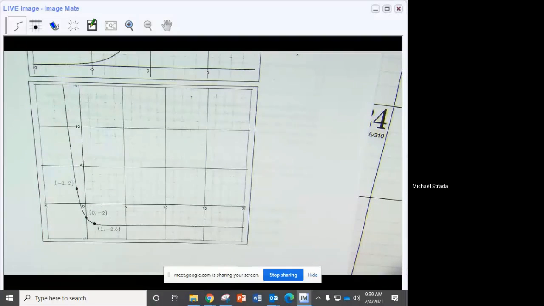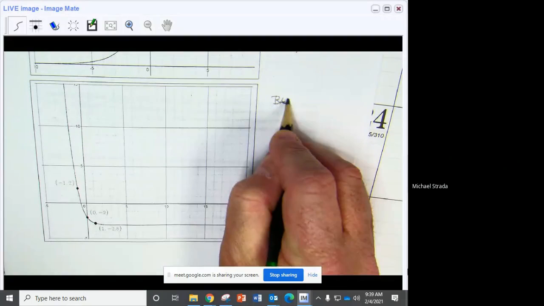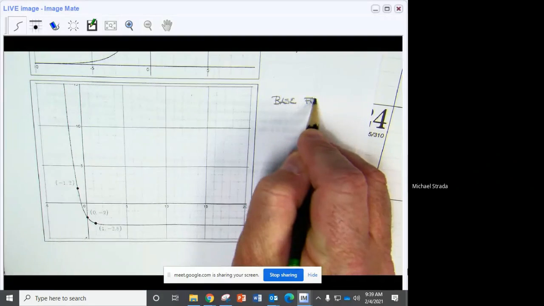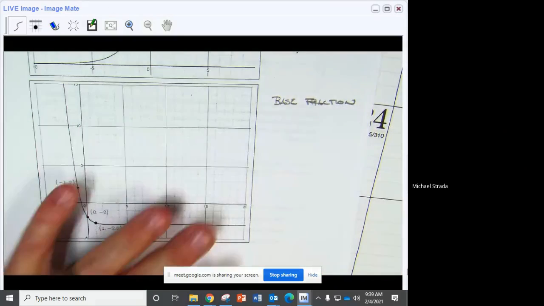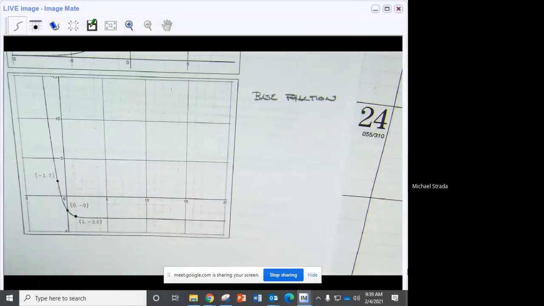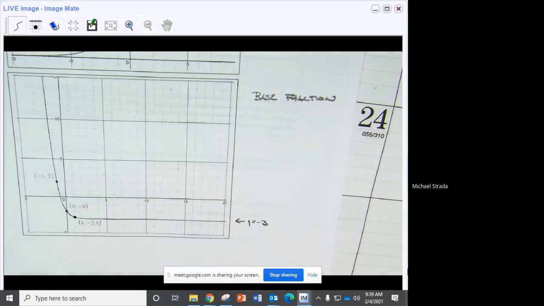Instead of increasing, it is decreasing. So what that tells us is our base is a fraction. All right, base is a fraction. All right. The asymptote is down here at y equals -3.